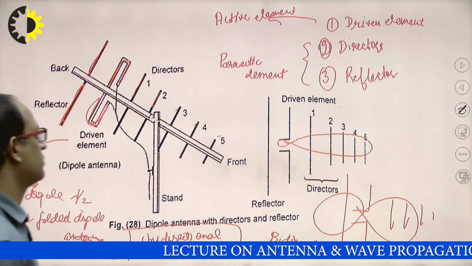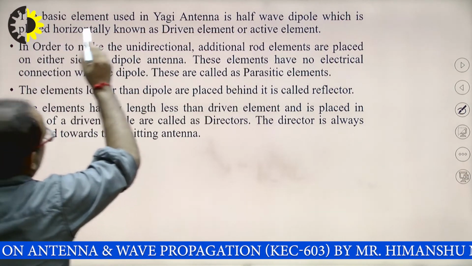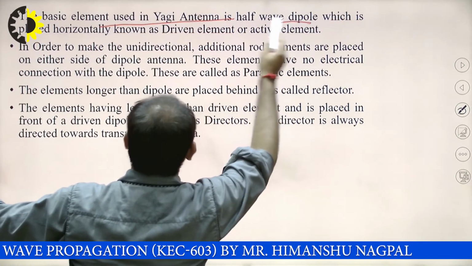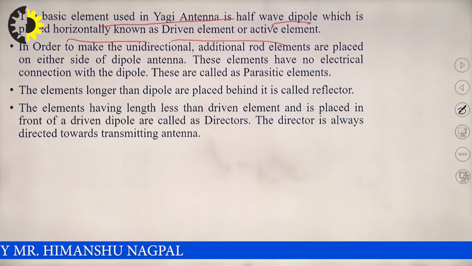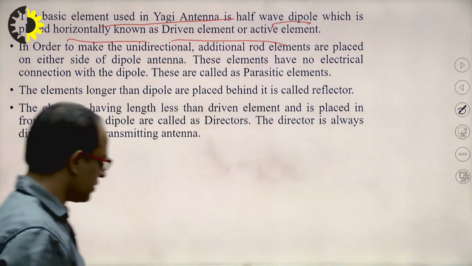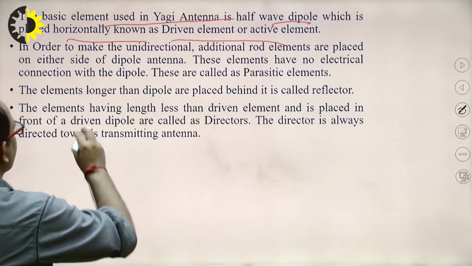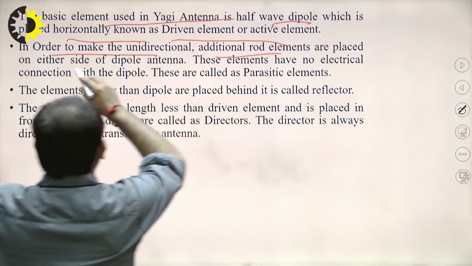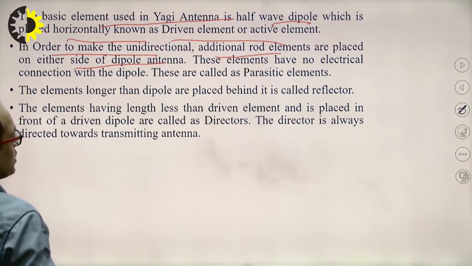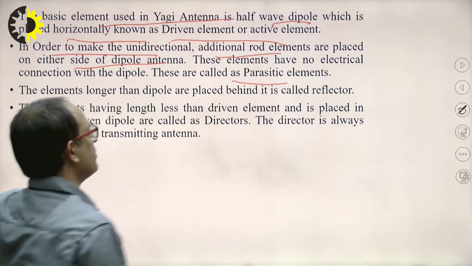with respect to the normal dipole. Clear? So the basic element used in the Yagi-Uda antenna is the half wave dipole, which is placed horizontally and is known as the driven element. Clear? Now, the length of the director is always less than the main driven element. To make it unidirectional, additional rod elements are placed on either side of the dipole antenna, in front and behind, and these are known as the parasitic elements. Clear?